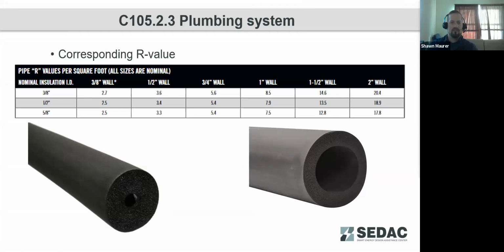Something to be aware of is that your insulation meets the required R value. We're showing here in a table various wall insulation thicknesses of these pipes. You've got different R values per the energy code. For hot water insulation, it must be a minimum R3 insulation value. So noting here that this 3/8 inch wall would not meet that minimum code requirement. It has to be a 1/2 inch wall or thicker for service hot water lines.